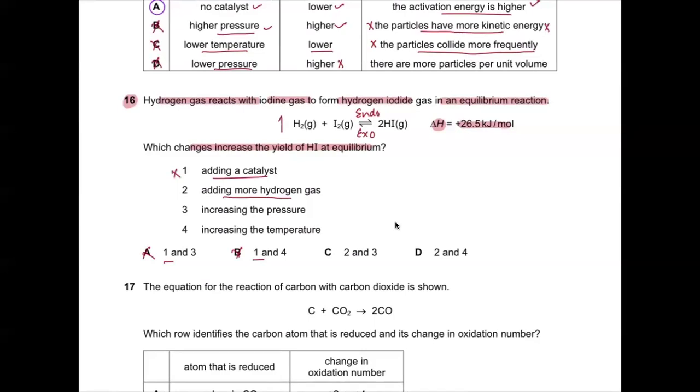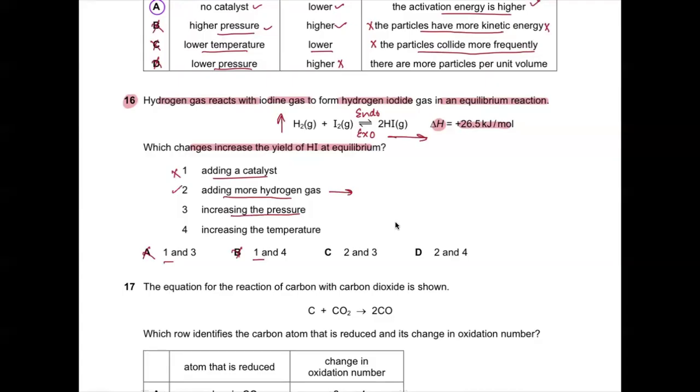Adding more hydrogen. So when we increase the hydrogen, equilibrium shifts towards the right, so it will increase the yield of HI. So that is correct.